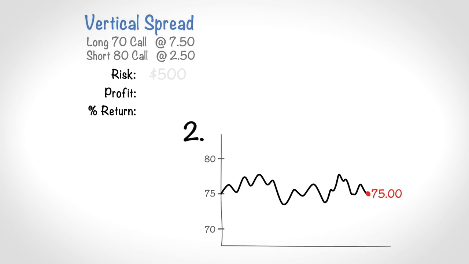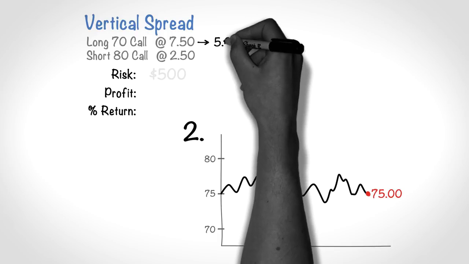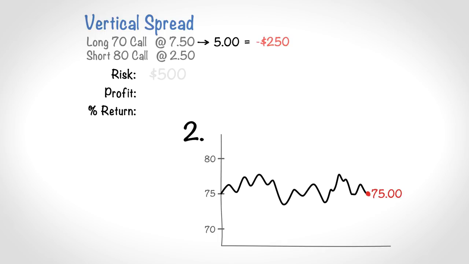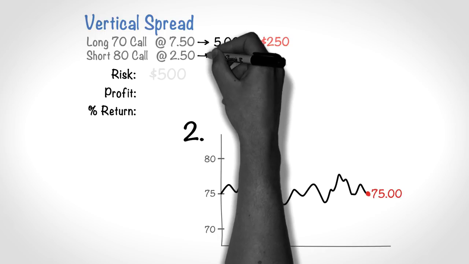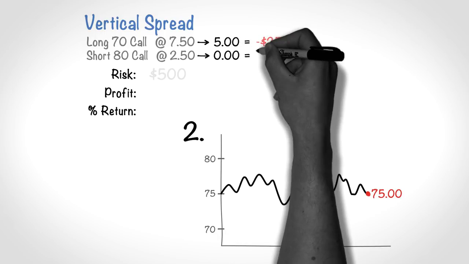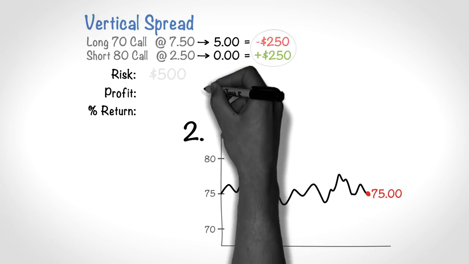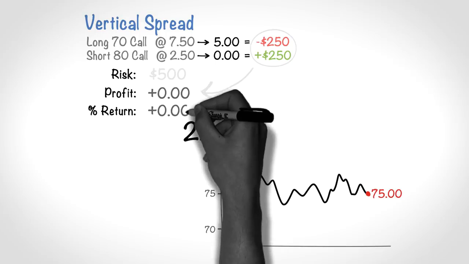Looking at the vertical spread, our long 70 call will now be worth $5, resulting in a loss of $250 on that leg of the trade. But our short 80 call will again be worthless, resulting in a profit of $250 on that leg. So the two cancel out, and we would actually just be at break even on the trade.